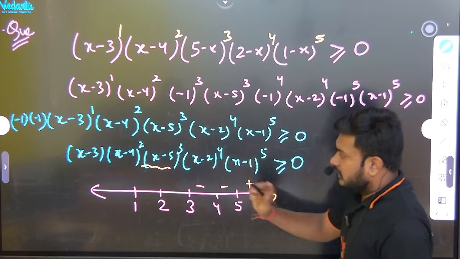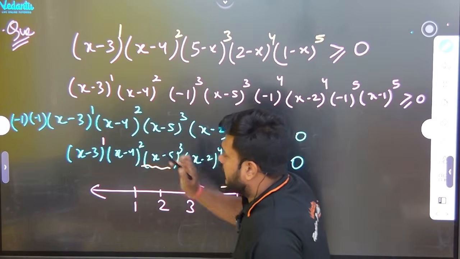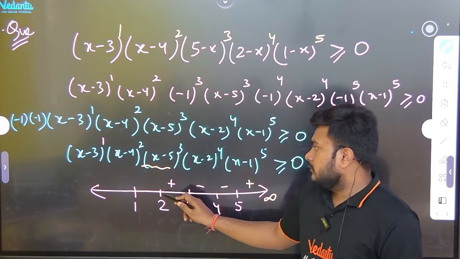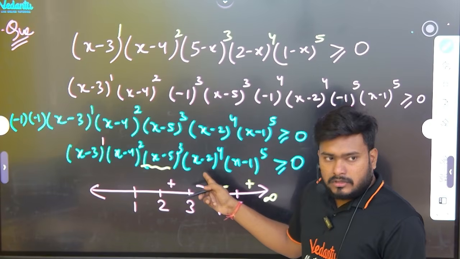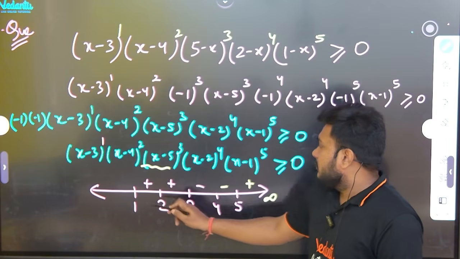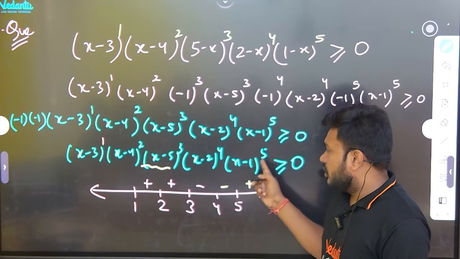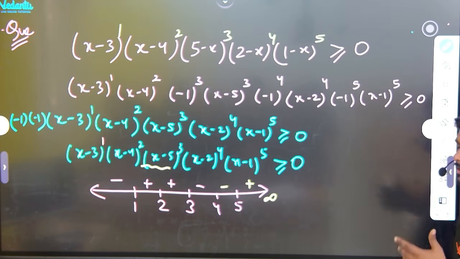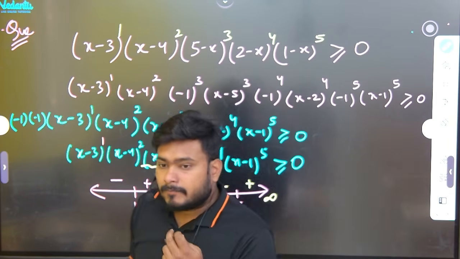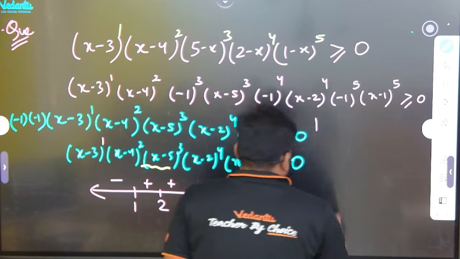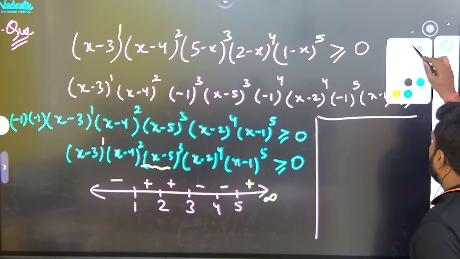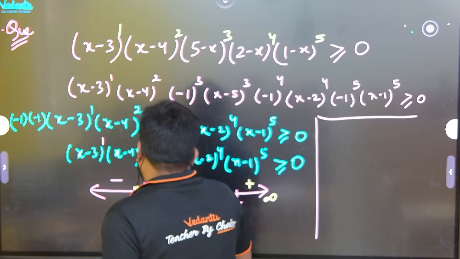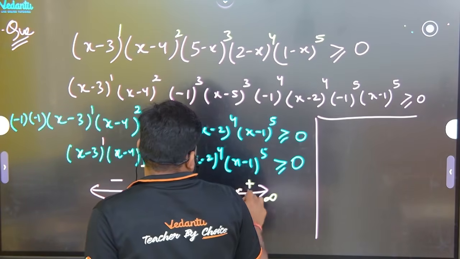Now we reach to 3. 3 is coming from which bracket? This bracket. Change. Next 2. Even. Same. Then 1. Change. Done. What do I need in the answer? Plus symbols or minus symbols? Plus symbols, because greater than 0. If it is greater than 0, then my overall, which intervals are allowed? This interval is allowed, this interval is allowed, and this interval is allowed.